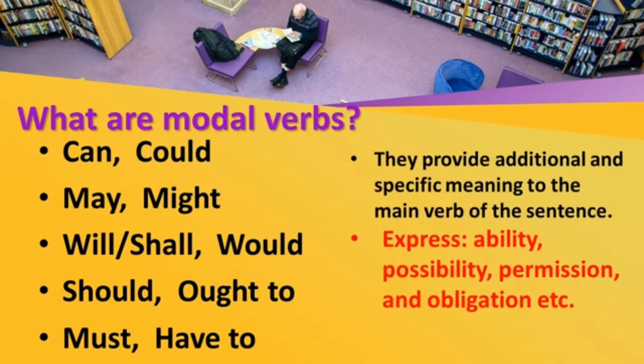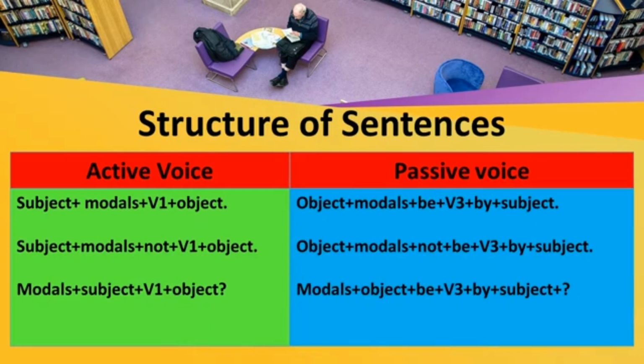The definition of these verbs is that they provide additional and specific meaning to the main verb of the sentence. Means they behave differently as compared to the other regular verbs. They express ability, possibility, permission and obligation, etc. And here comes the structure of sentences, how to change modal verbs from active voice to passive voice.